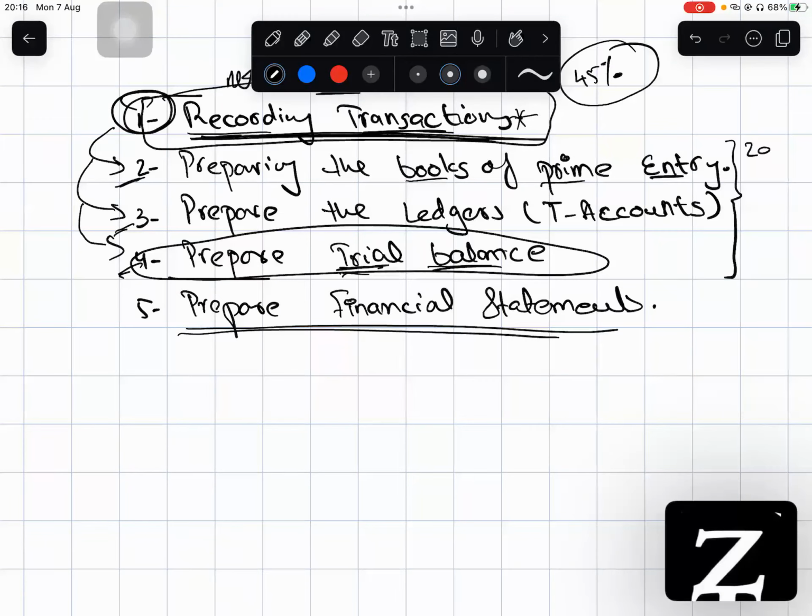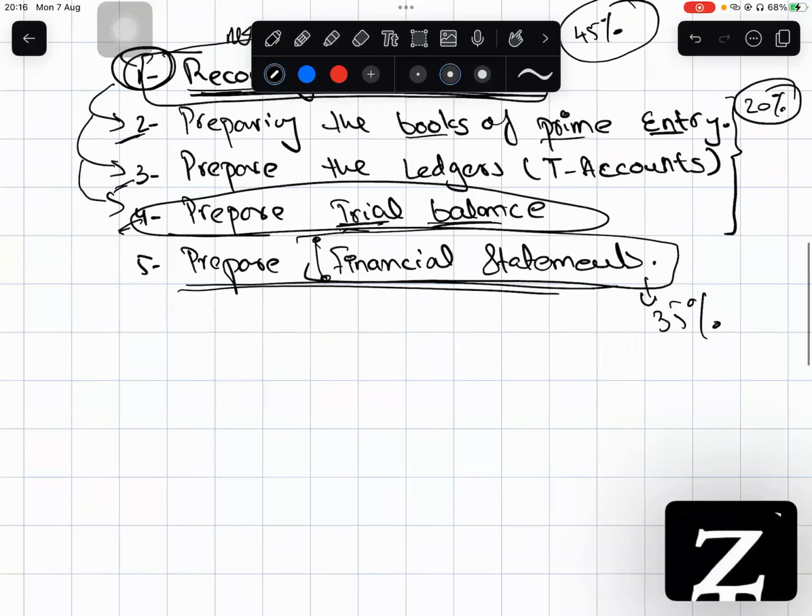Now, what are these financial statements? Do you have any idea what financial statements are? No. Okay, so let's get to that first.